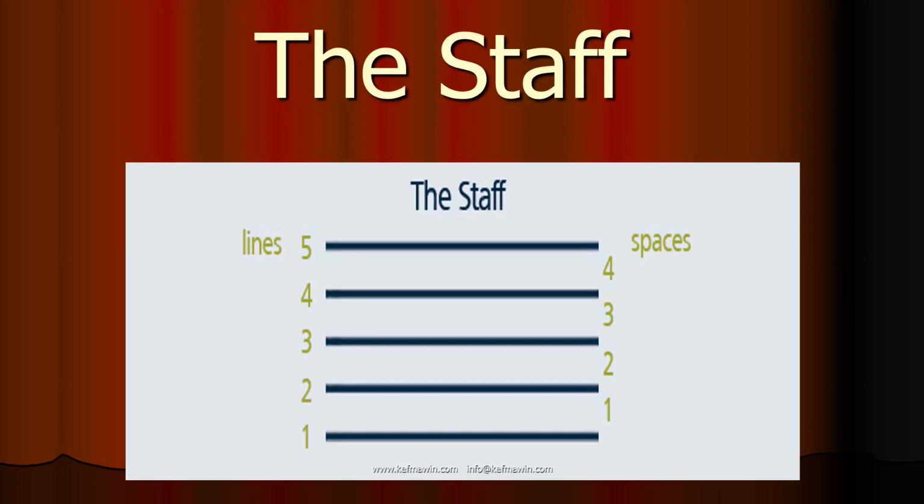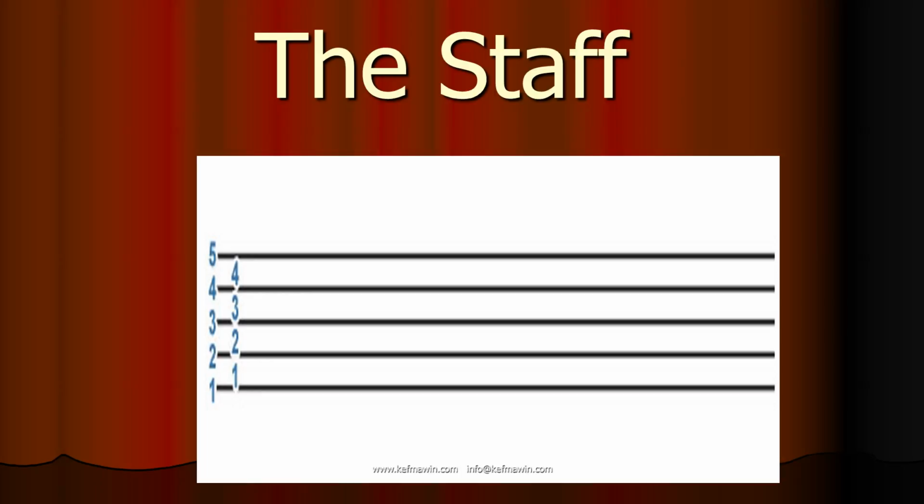As you look at the staff, you start counting from the bottom. You will see the very first line is called line 1, the second line is line 2, third line, line 3, line 4, until you get to the topmost where you have line number 5.